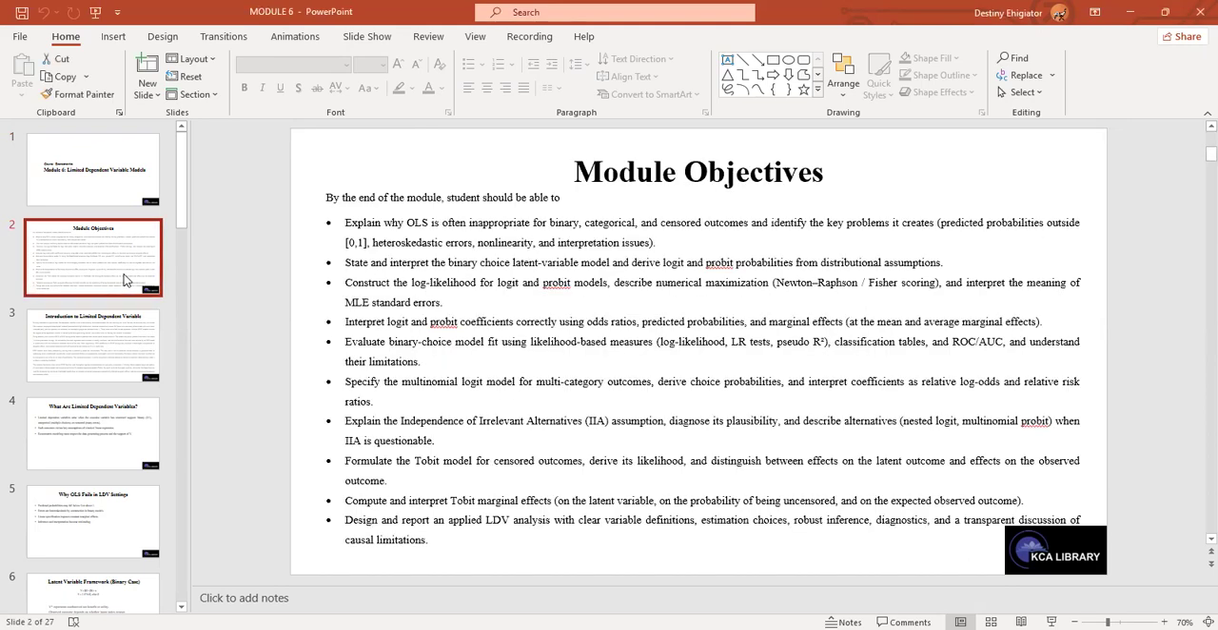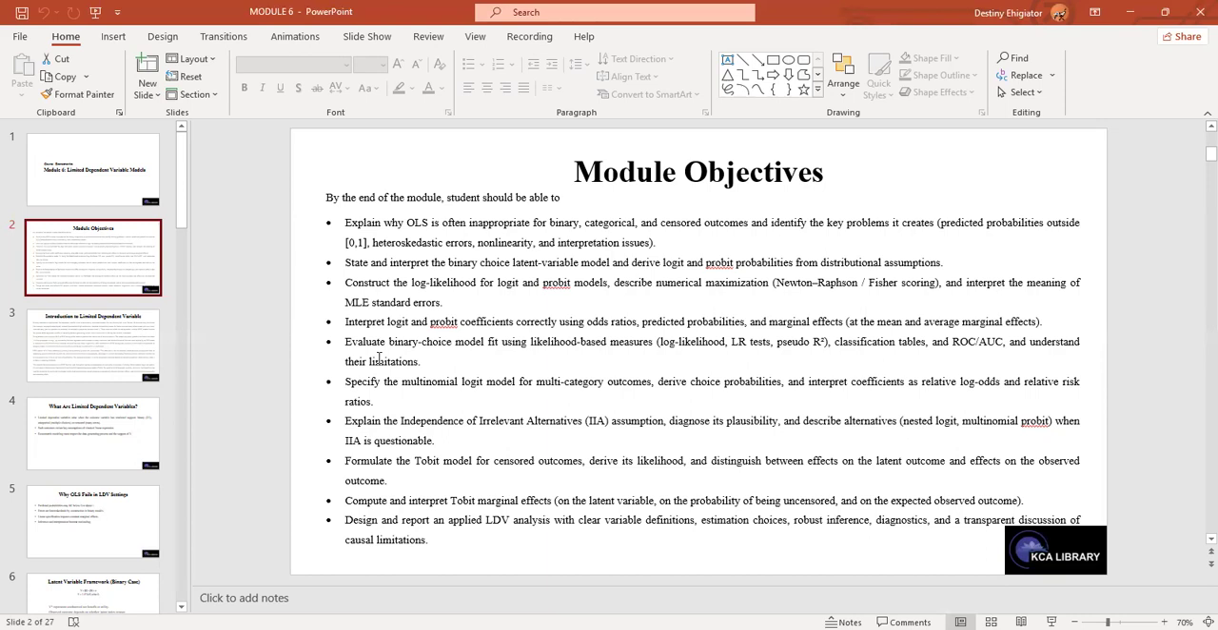by the end of this module, students should be able to explain why OLS is often inappropriate for binary, categorical, and censored outcomes and identify the key problems it creates. Students should be able to state and interpret the binary choice latent variable model. Students should be able to derive the log likelihood for logit and probit models. Students should be able to interpret logit and probit coefficients correctly using odds ratios.